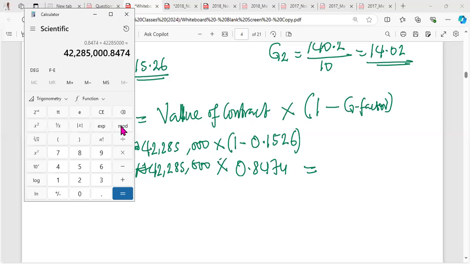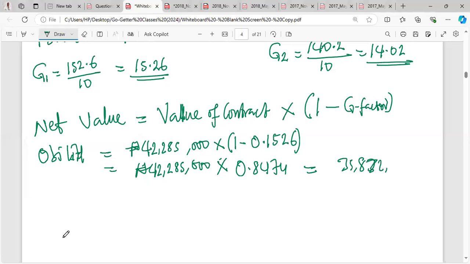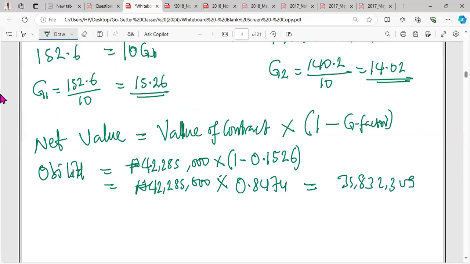What did I do? I didn't do it well. I'll start again. 42,285,000 multiplied, not plus, multiplied by 0.8474. That will give me 35,832,309. Am I correct? Yes, 35,832,309. So I'll take it up and I will go and fill it up here.